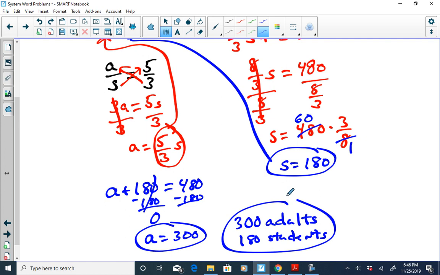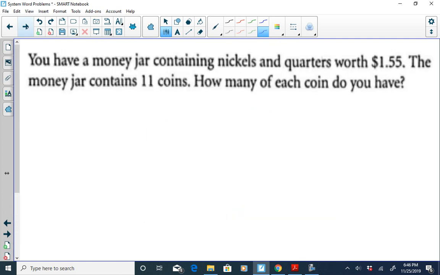All right, we continue. The money problem. Okay, you have a money jar containing nickels and quarters worth $1.55. The money jar contains 11 coins. How many of each coin do you have?